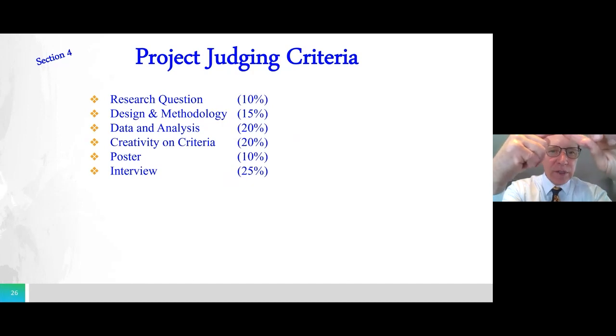You have the research question, which is the problem statement, then the research gap. You have the design methodology, which we discussed in section 2. You have the data analysis, which we've talked about, and how to make a strong project. That's the most important part, is the data. You have the creativity on the criteria. Creativity is the novelty, which we've discussed, and how to fill that research gap.